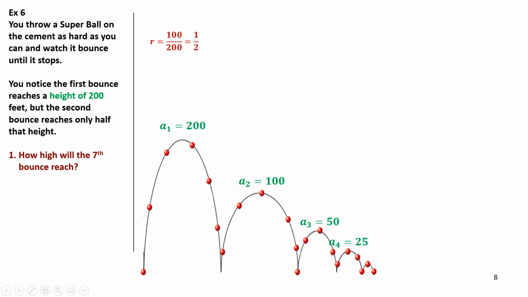My R value is 100 over 200. Second term divided by first term, or third term divided by second. Here's my explicit formula right here. I want to know how high the 7th bounce will reach, so I need to find a sub 7. I know a sub 1, so here we go. A sub 7 is equal to a sub 1 times the R value of a half raised to the power of 7 minus 1. Pop it in your calculator, and you get 3.1 feet high. Okie doke. And that is going to do it, ladies and gentlemen.